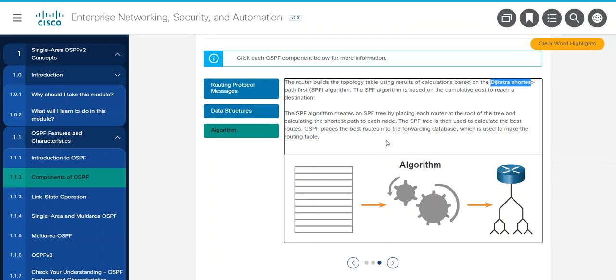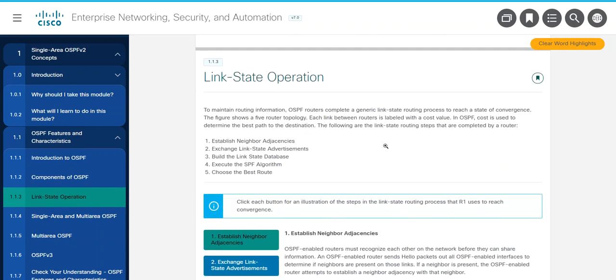And that's the information that's placed into that forwarding database, or in other words, your routing table. So what you're viewing in the routing table is just one of the 3 routing tables, but those other 2 tables used information to calculate what's in the routing table.